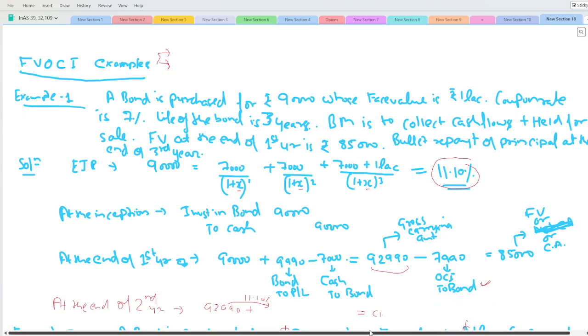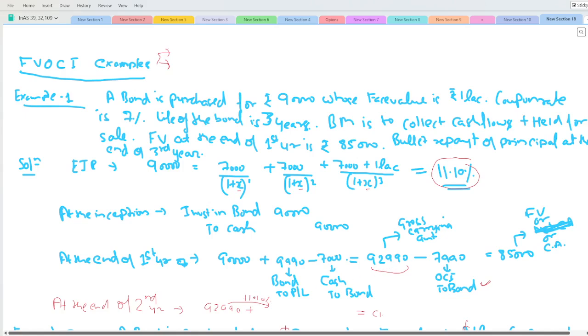Okay. So this is also another catch: on which opening balance you will be calculating the interest through the effective interest rate. So this is the one.